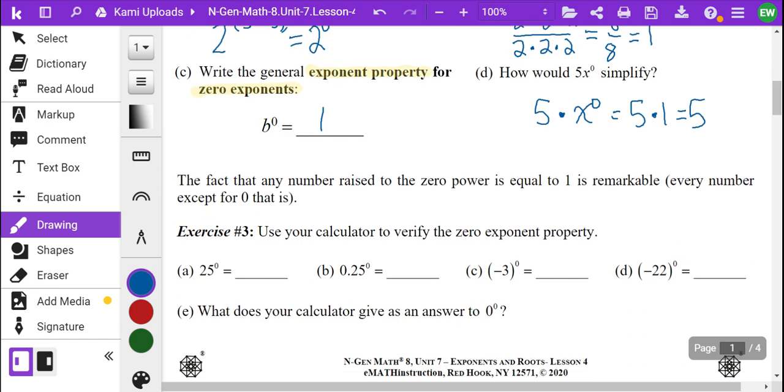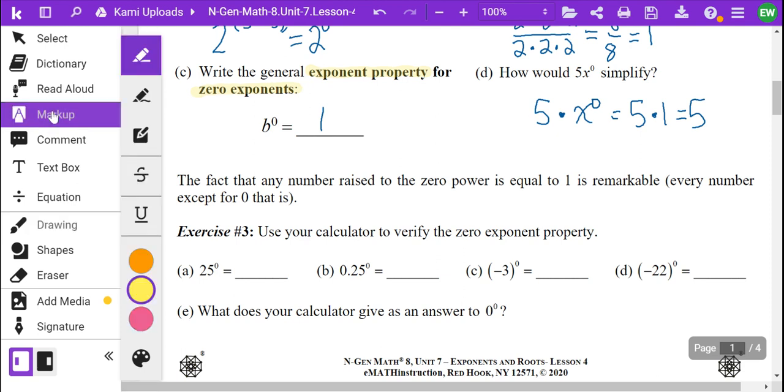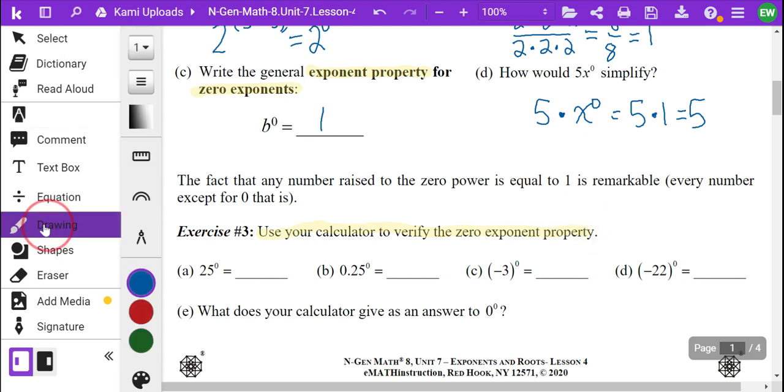All right, let's do a few practice problems. It says, use your calculator to verify the zero exponent property. So 25 to the 0 power, all of these should be what? They're all raised to the 0 power. They should all be 1. So I'm going to give you a second to verify that these are all 1 by using a calculator.